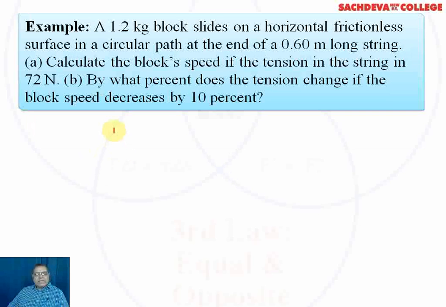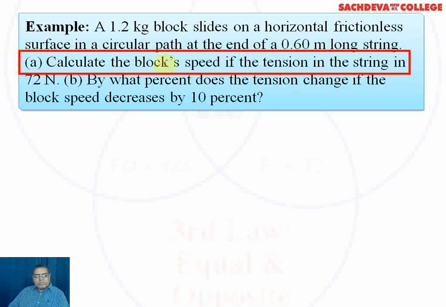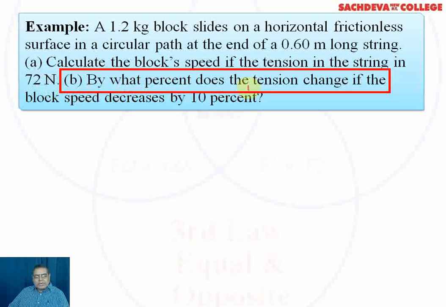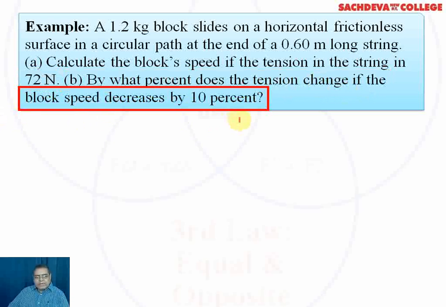Now we have an example. A 1.2 kilogram block slides on a horizontal frictionless surface in a circular path. Wherever we use the term circular path, a centrally directed force, the centripetal force, will come into action. The block is at the end of a 0.60 meter long string. Calculate the block's speed if the tension in the string is 72 newtons. By what percentage does the tension change if the block's speed decreases by 10 percent?